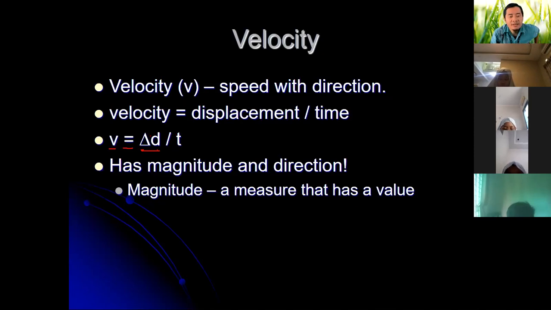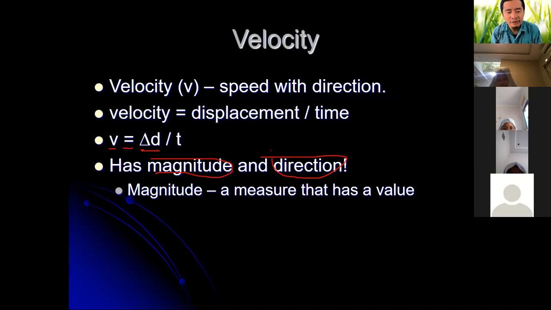Velocity has magnitude and direction. Magnitude is a measure that has a value. But for speed, there is only magnitude without direction.